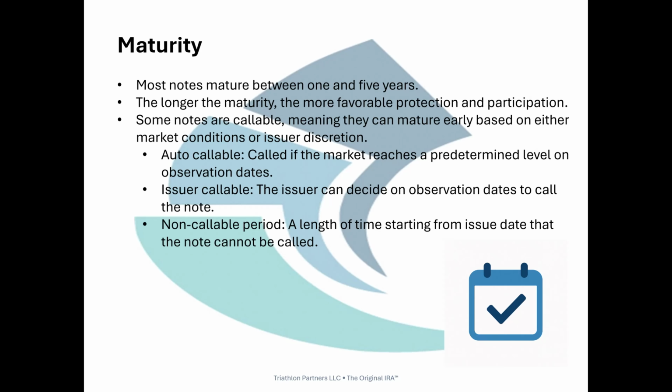When they're callable, the note no longer exists and your principal and your profits are paid out to you. Now, there are two different types of callable notes. One is auto callable. The other is called issuer callable, meaning the issuer decides on the observation date, a predetermined time, if they want to call the note. But all of these notes have a non-callable period.